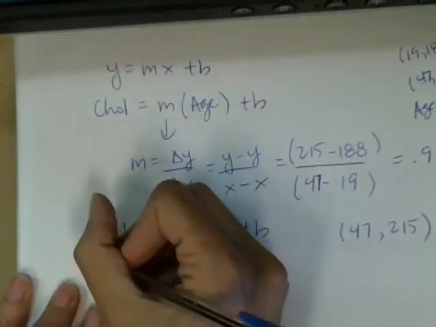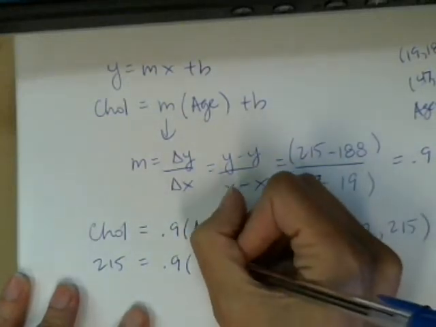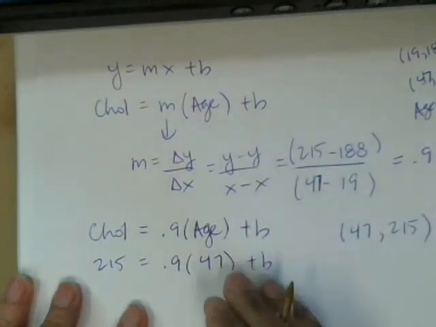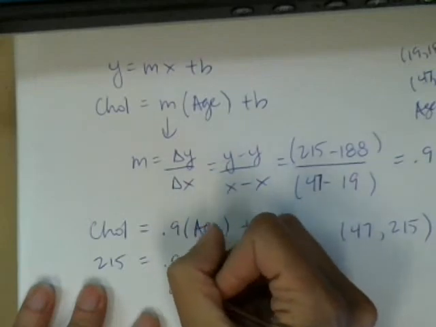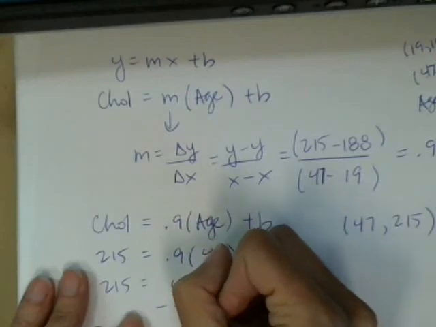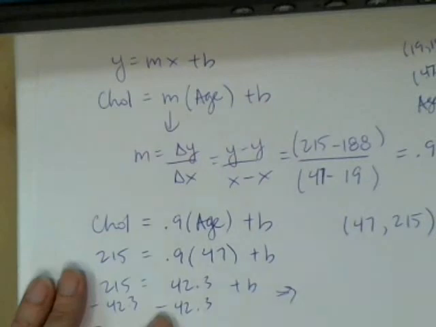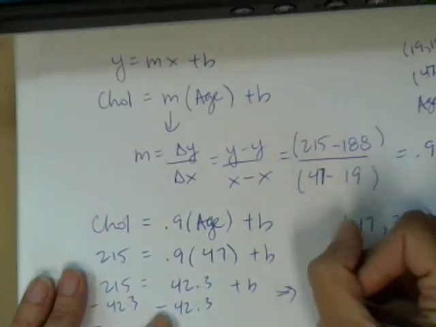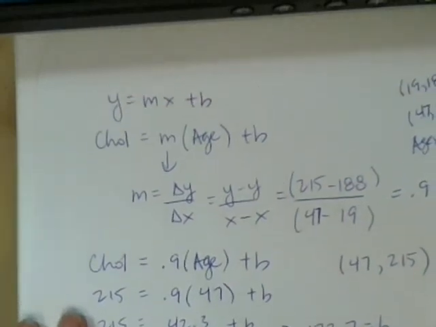There are multiple ways to find the equation of the line. This is just one of them. Some of you might use the point slope formula, and that's just fine. I'm going to do it this way, though. So as I'm calculating 0.9 times 47, I get 42.3. 215, I'm going to subtract 42.3, and then I end up with 215 minus 42.3 is 172.7. So 172.7 equals B.